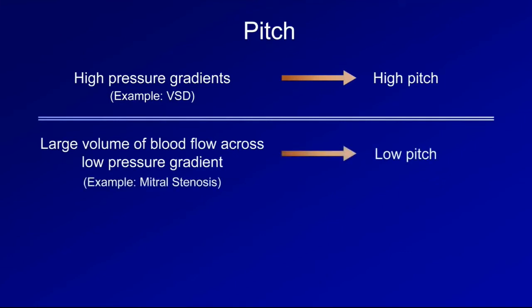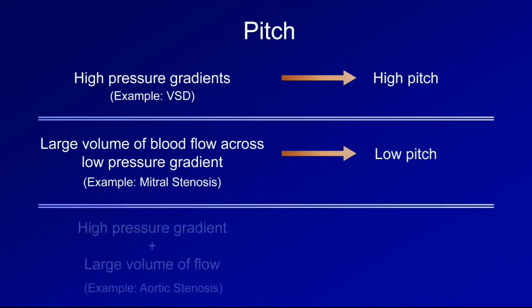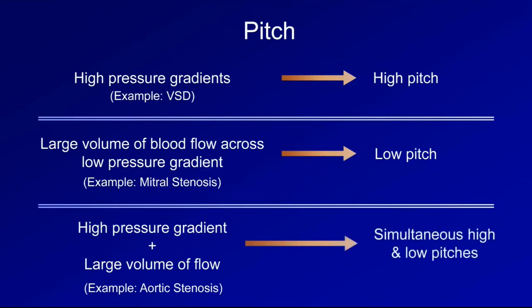murmurs. In a situation such as aortic stenosis, where there is both a high pressure gradient and a large volume of flow, high and low pitches are produced simultaneously. This will create a subjectively serious sounding murmur, which is frequently termed harsh.